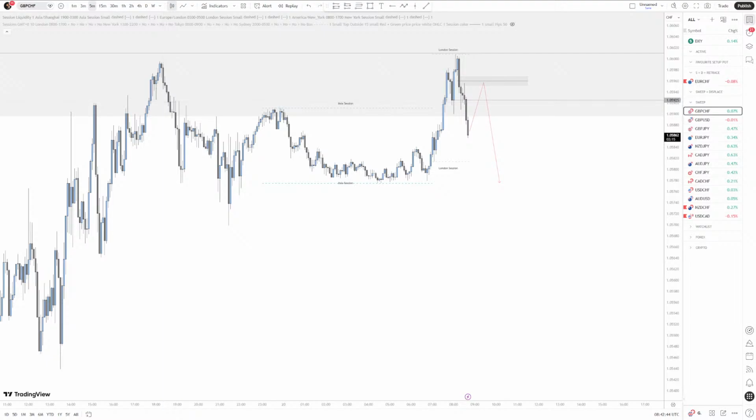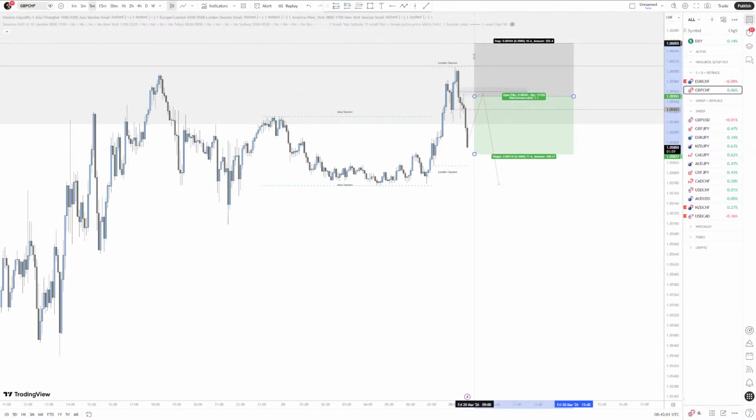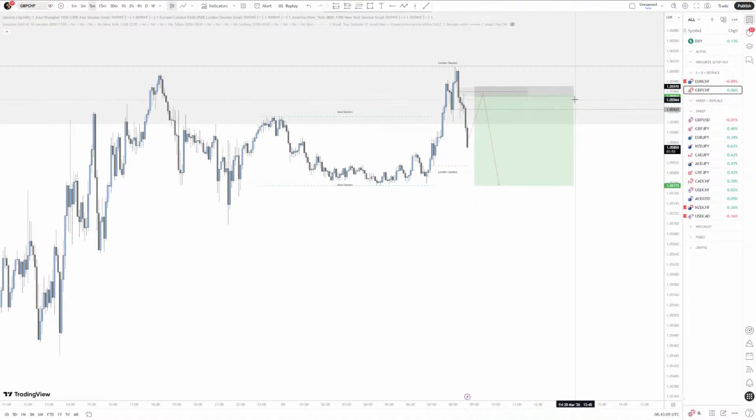And so yeah, this is kind of what we'll be looking for right here. Pull back. We've had the sweep. We've had the displacement. We've had the market structure shift. Now we want the retracement to entry. And then we can get in on this action, and into something like this.